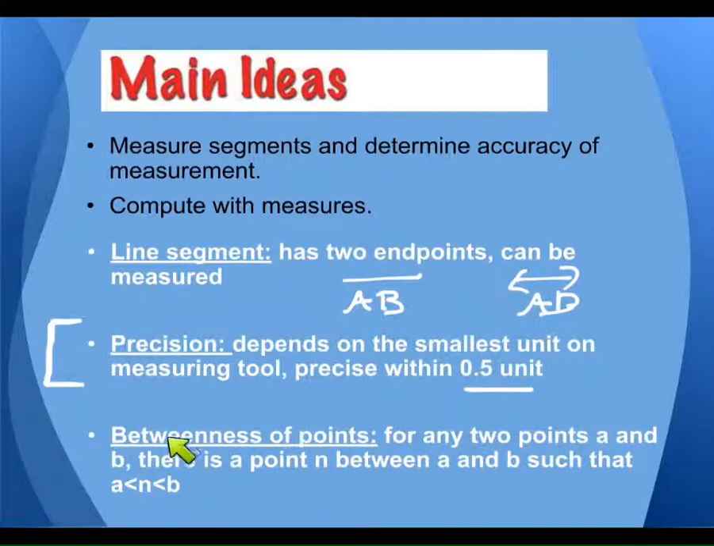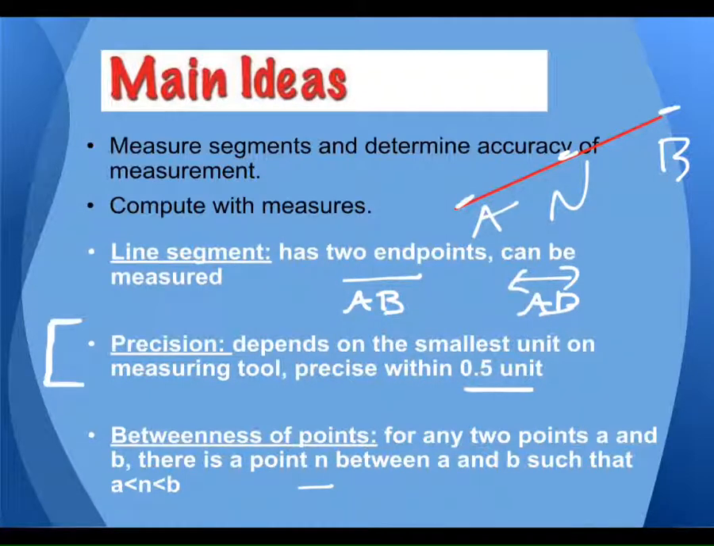And then betweenness of points. This is a really fancy definition for saying that you can have a point that's between two others. For any 2 points, A and B, there's a point we called N, that's between A and B. That it's less than B, but greater than A. It means you can have a line, and you can have a point here and here, and you can have another point that's between them. We all know what between is.